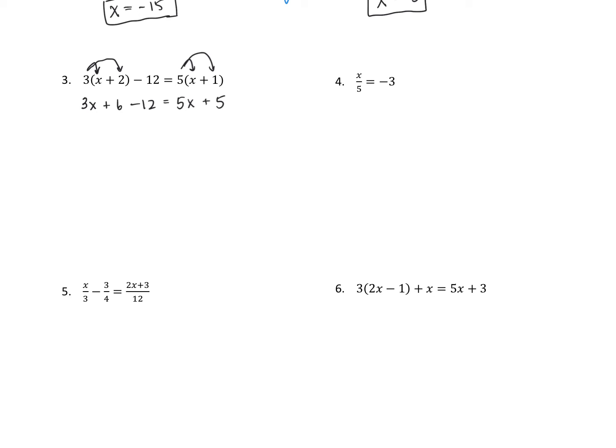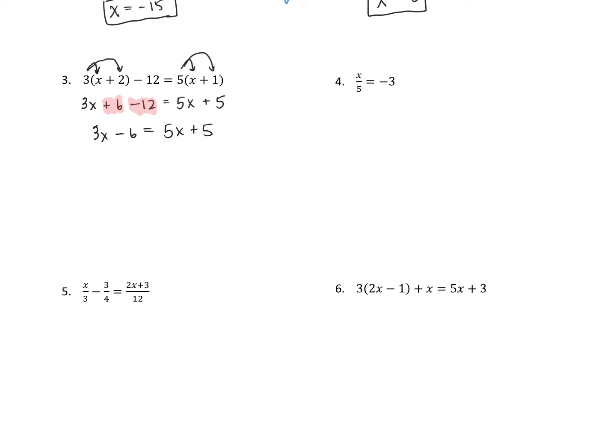Okay, so now we've gotten rid of the parentheses using the distributive property. So now what we're going to do is look on each side of the equal sign and see if we have like terms that we can combine. On the left-hand side, we have plus 6 and a minus 12. Those are like terms, so we can combine those together. So we bring down the 3x. 6 and a negative 12 will give us a negative 6. On the right-hand side, there are no like terms.